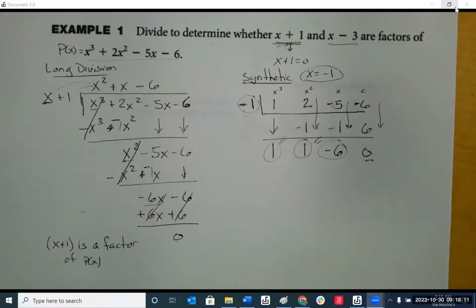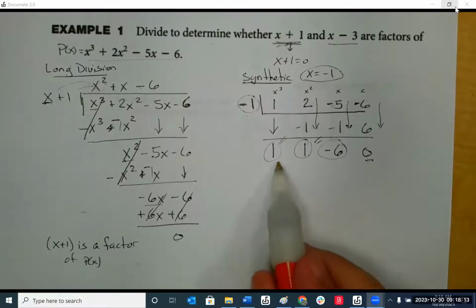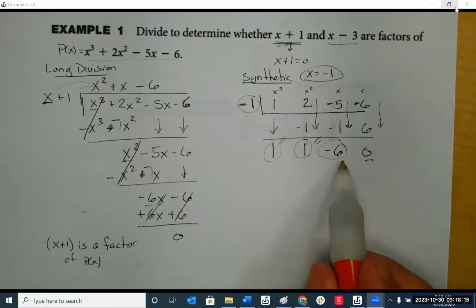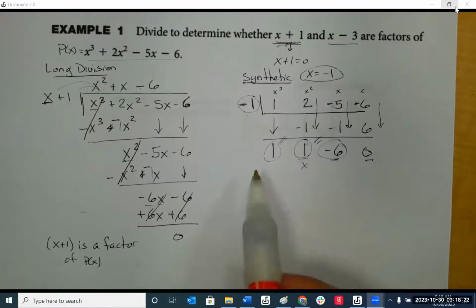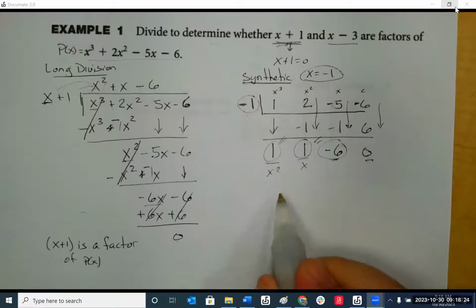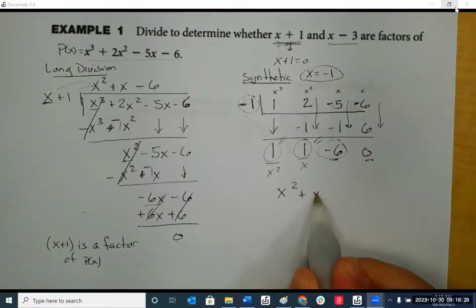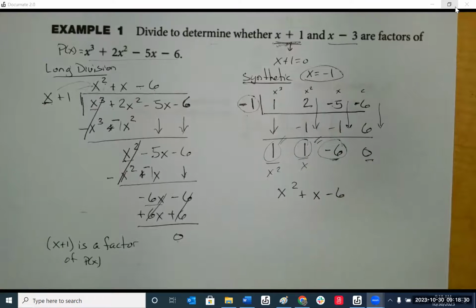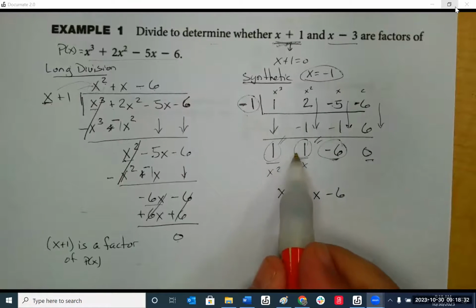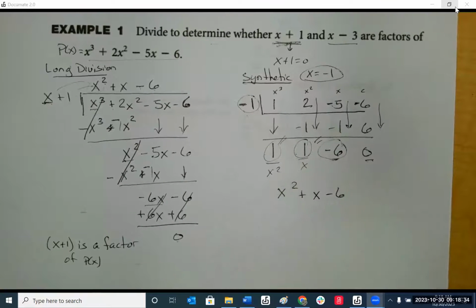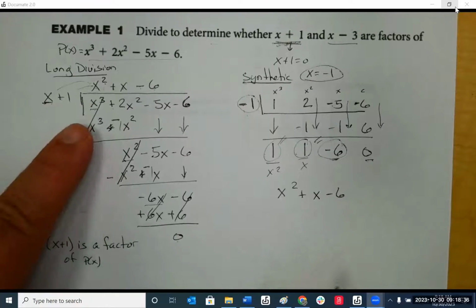What do we have left? How would you read this? Well, that's the constant. This is the x. That means this has to be x squared. So we have x squared plus x minus 6. It's a +1, +1, -6. We got the same thing up here.